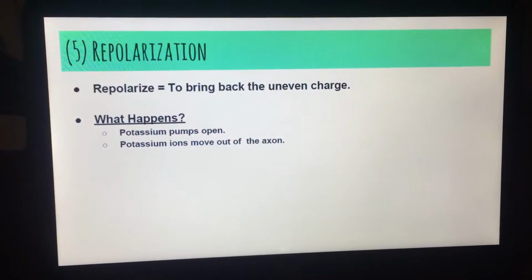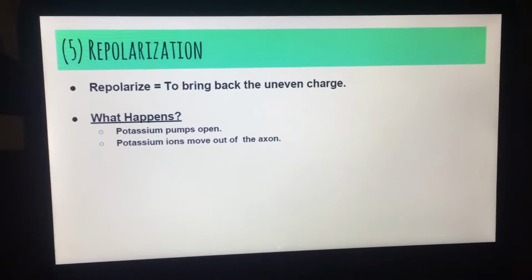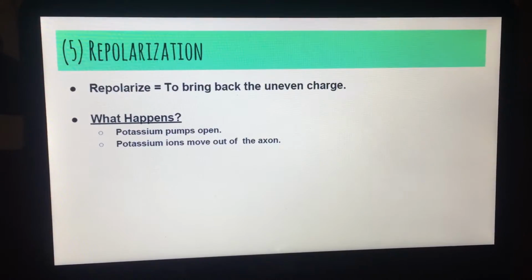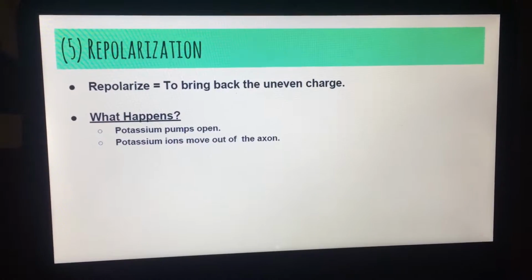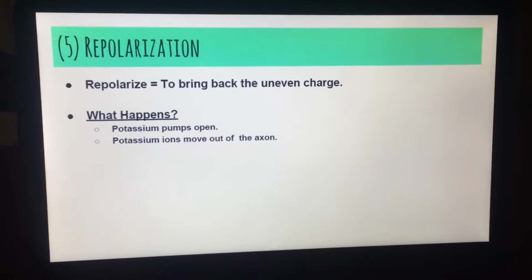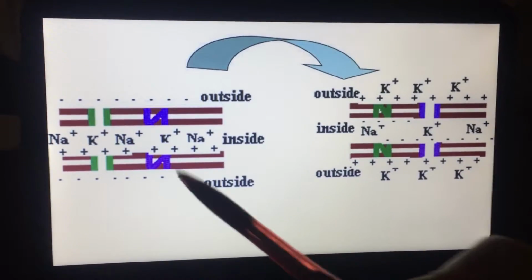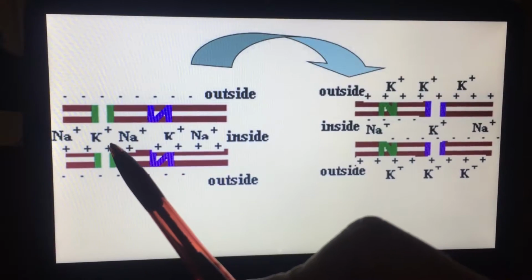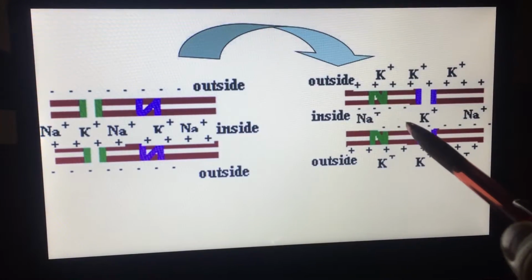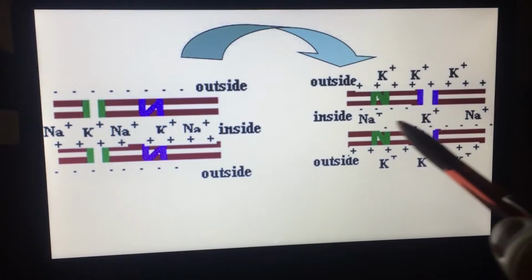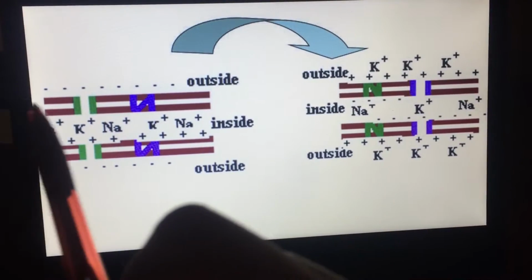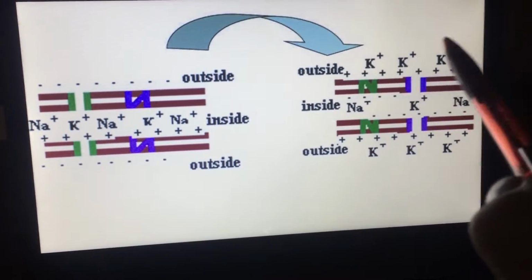Directly following that, we have the next event of repolarization. And repolarize is the exact opposite of depolarize. It literally translates to bring back the uneven charge. This happens by the potassium pumps opening and potassium ions moving out of the axon. So if we look at a diagram here, again, we just depolarized, which meant sodium moved into the axon, temporarily balancing the charge. Right after, we repolarized by allowing the potassium pumps to open and the potassium to move out of the axon. So in these two events, we have sodium moving in, potassium moving out.